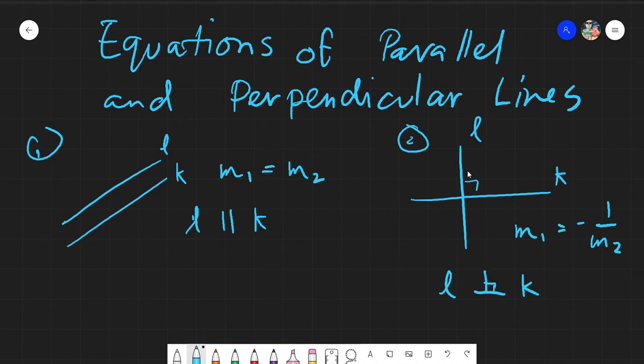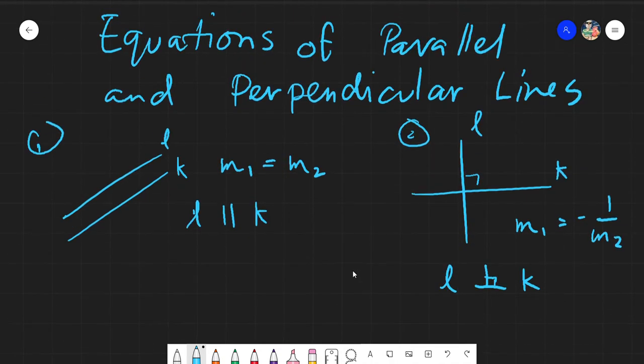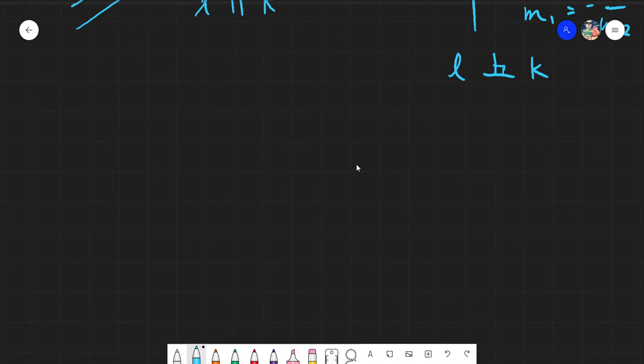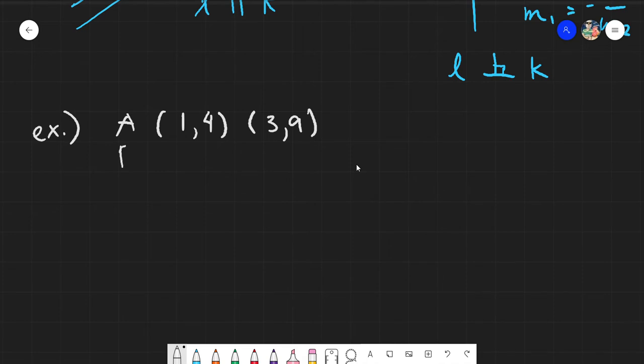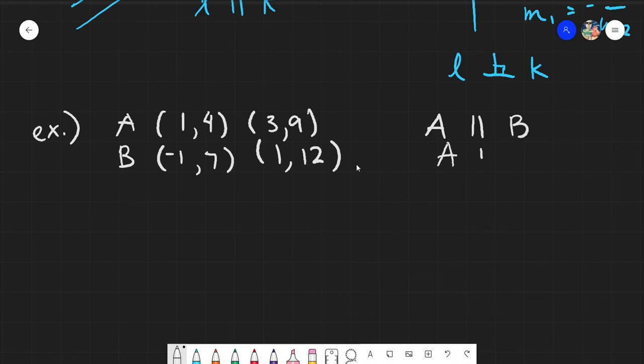The perpendicular line. Before we proceed to the equation itself, let's have first some examples of how to determine whether the two lines given are parallel or not. So example number one, say we have line A having points at (1, 4) and (3, 9), and line B having the points (-1, 7) and (1, 12). We have to determine: is line A parallel to line B, or is line A perpendicular to line B? Which one of these two is correct?